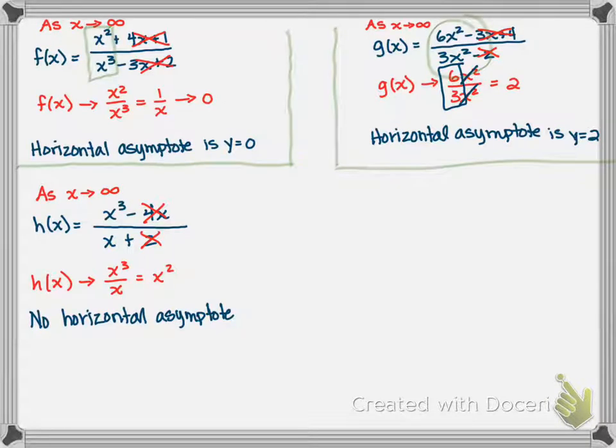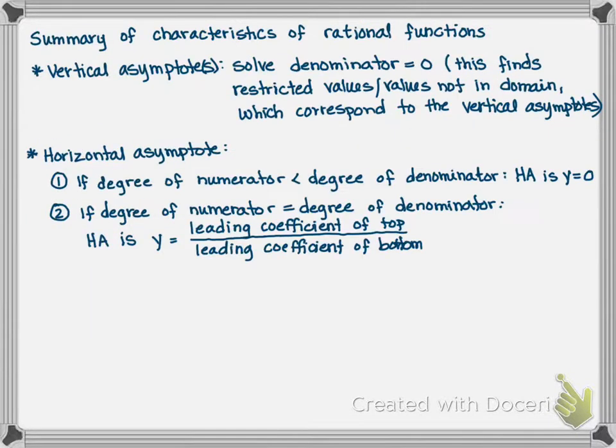So the leading coefficient is just the numerical factor of that term with the biggest exponent. So here our leading coefficients are 6 and 3. I think in your summary it helps to put a little example here, because the wording is kind of hard to describe in words.